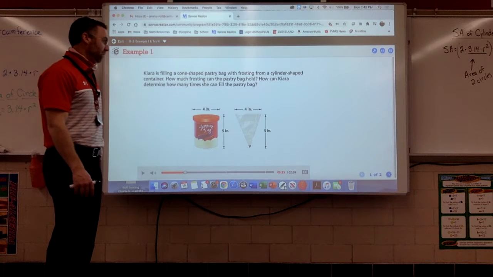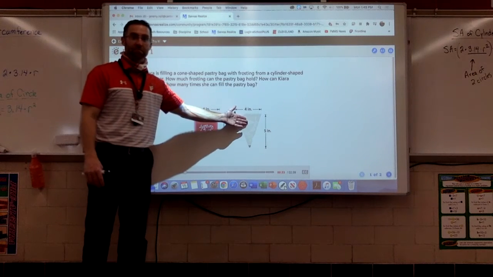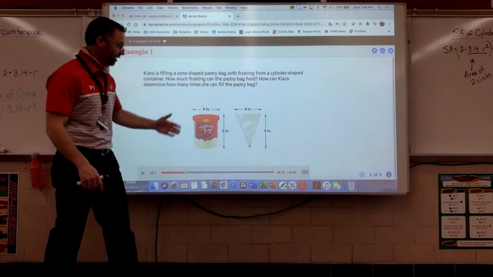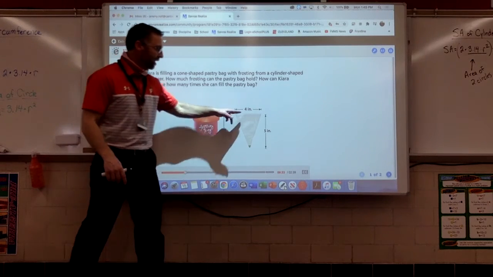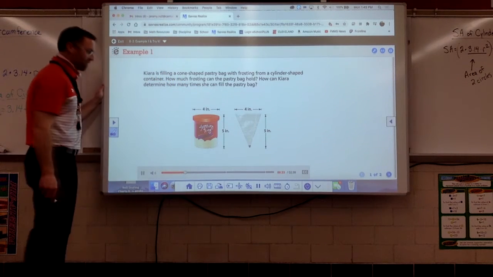Well, how can we determine? Well, let's fill them up, see how many times we can fill it up. But there's going to be an easier way. We're looking for the relationship between this cylinder that has the same height and diameter as this cone over here.